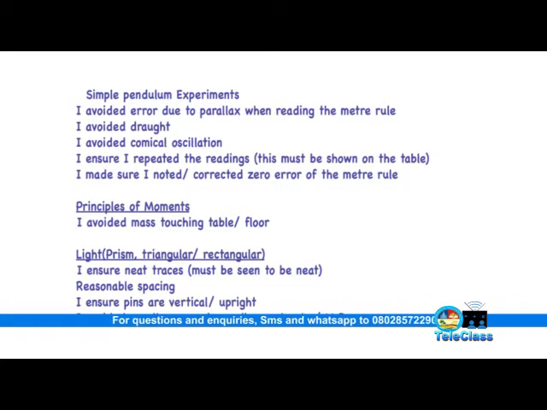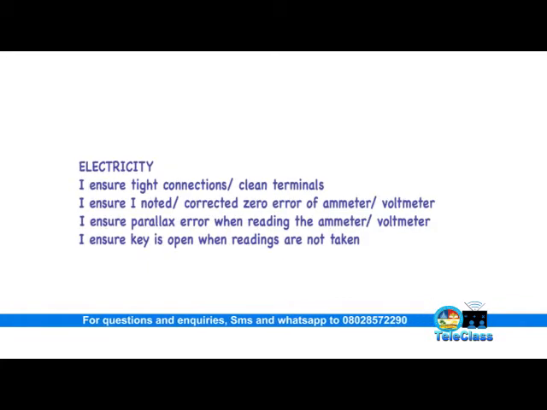Then maybe for electricity, you can say I ensure tight connections or clean terminals. Tight connection and clean terminals give you 1 mark. I ensure I noted and corrected zero error of the meter rule or voltmeter. Like I said, you mention the instrument. Then parallax error when reading the ammeter or meter rule. Then the key is open when readings are not taken. These are some of the possible precautions that you can state while carrying out the practicals.